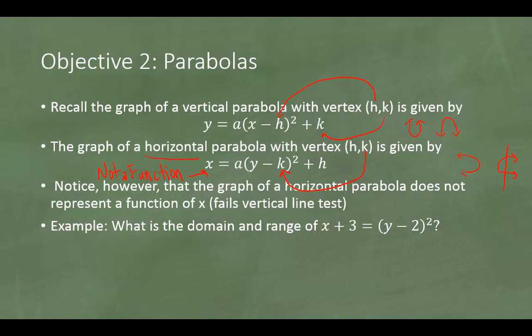What is the domain and range of x plus 3 is equal to y minus 2 squared? Notice it's in the form of a horizontal parabola. Since this is a positive 1 here, 1 times that, we should know that it opens to the right. If there was a negative value there, like negative 2 times y minus 2 squared, it would open to the left.